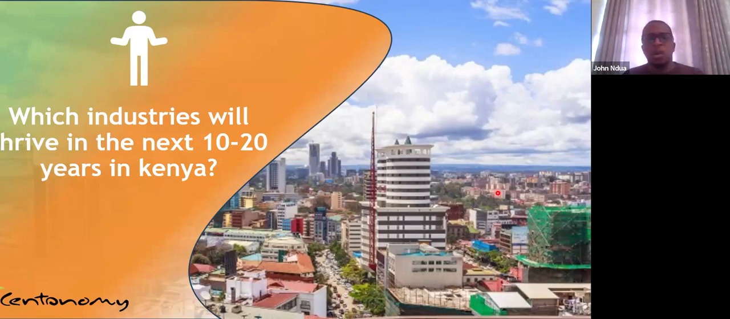Number two, sorry. Once we have identified the countries, we need to look at the industries within that country, because not all industries thrive in all economies. So we look at countries like Kenya, Uganda, Tanzania, Ghana, Nigeria, Rwanda. Look at the industries within those countries. And when you look at those industries, you need to tell yourself which industry will thrive in this particular country for the next 10 to 20 years. And it needs to be very well informed.